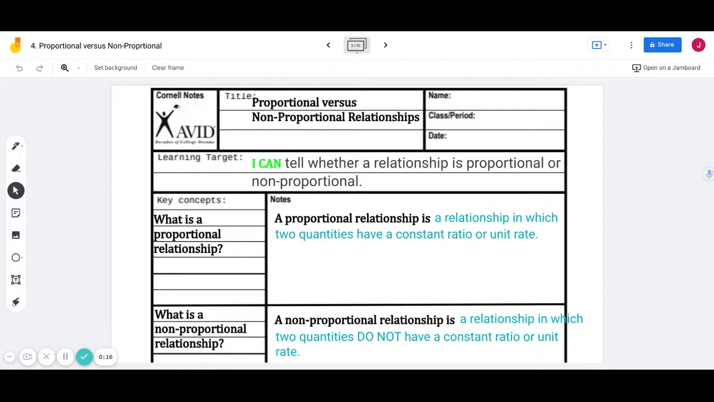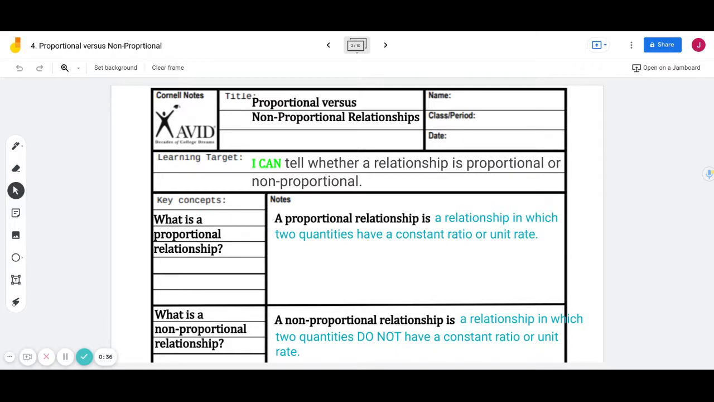We have two definitions that we're going to cover. I've already got them filled in. I'm going to read them to you, and then you can pause the video to fill those in. What is a proportional relationship? A proportional relationship is a relationship in which two quantities have a constant ratio or unit rate.